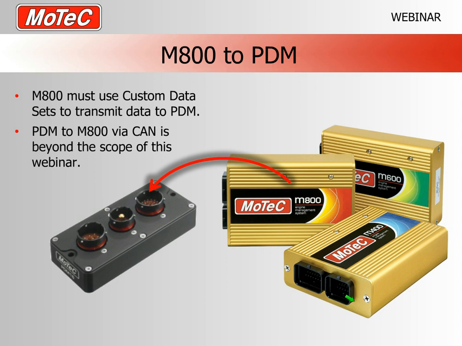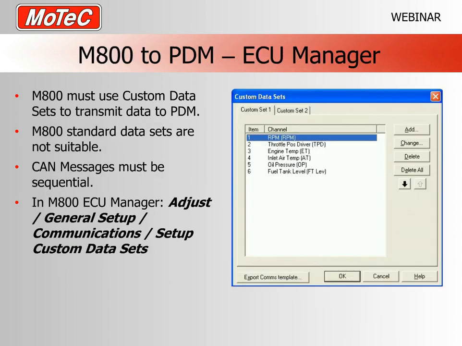Okay, so now we're going to look at a few examples of how we would set up messaging for individual MoTeC devices. Now you'll see we have an arrow here indicating we're getting data from an M800 into a PDM. It's not particularly easy to do the opposite, which is to get PDM data into an M800. It is possible, but it's really a little bit beyond the scope of this webinar, so we're not going to talk about it today. So what we're looking at is how to get M800 data into the PDM, and the simplest way, or the most practical way, is to use a custom data set in the M800. So we're now going to go through step by step how you might do that.